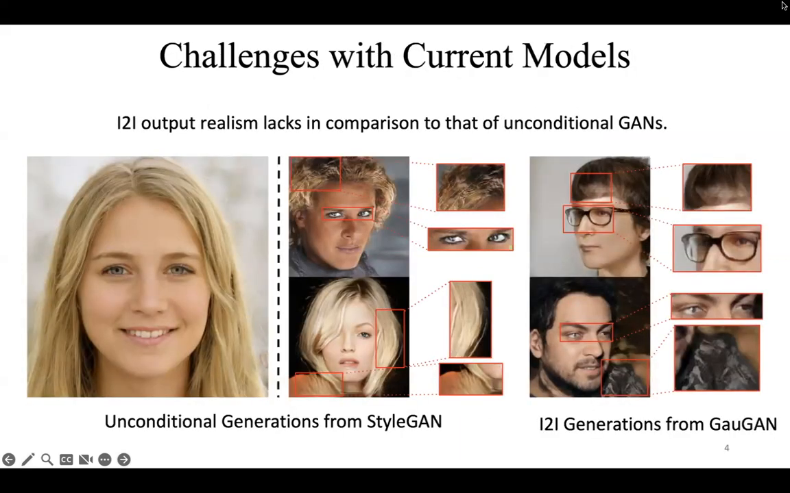Current image-to-image translation methods lack realism compared to unconditional GANs. We show on the left samples from StyleGAN at 1024 x 1024 resolution. On the right, we show image-to-image translation output from GAN at 256 x 256 resolution. Even at a lower resolution, image-to-image translation shows more noticeable artifacts compared to unconditional GAN. This is despite the fact that it has more inputs and better supervision during training.